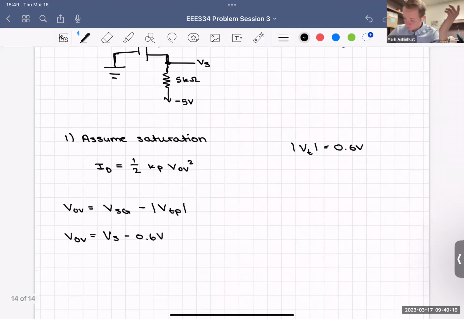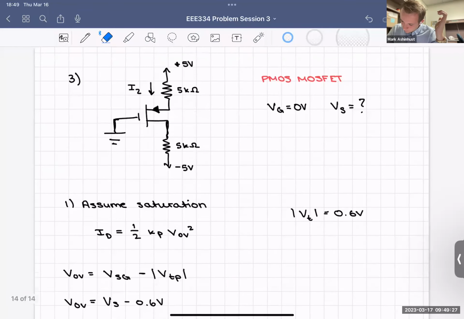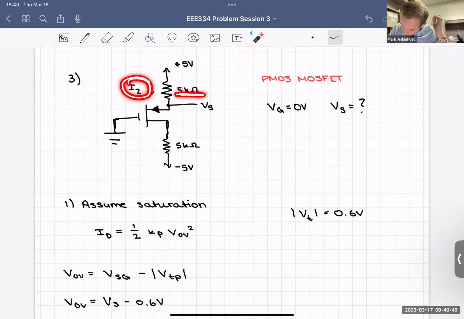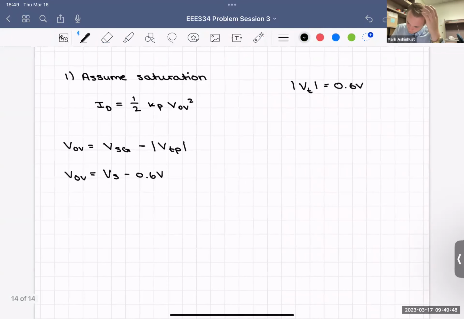All right, well, what's the voltage at the source? We have our 5. That's not, sorry, this is PMOS, right? What's the voltage at the source? Here's the source. This is VS. This is our source up here. What's the voltage at the source? We have 5 volts. We travel down to VS. So we have 5 volts minus 5 kilo ohms times I2 equals, right? So we have VS equals 5 volts minus I2 times 5 kilo ohms.